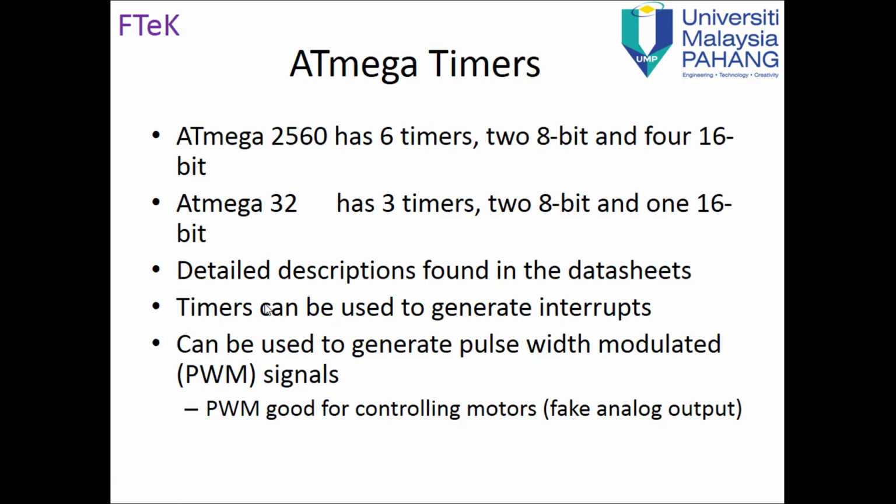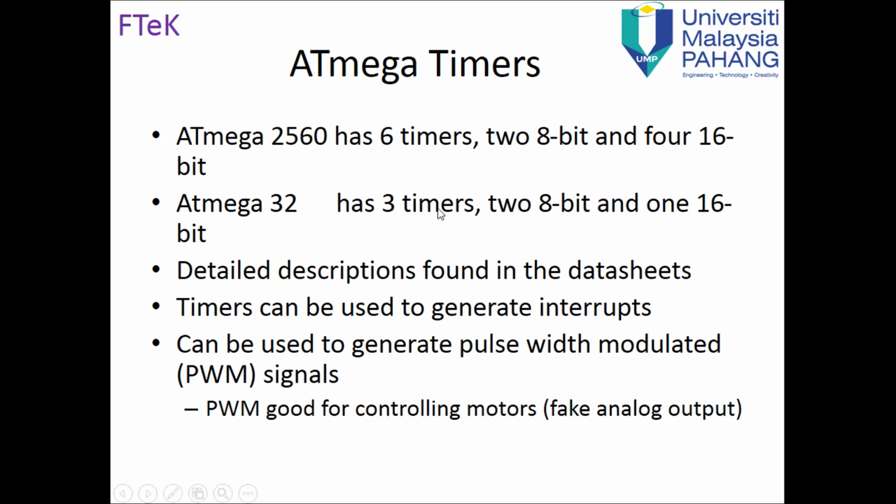Now let's speak a little bit about the timers. We already finished speaking about the external interrupt. Now let's speak about the timers. The ATmega32 has 3 timers. The number of timers changes with the microcontroller that I'm using. For example, the ATmega2560 has 6 timers. Our focus in this course is the ATmega32, which has 3 timers.